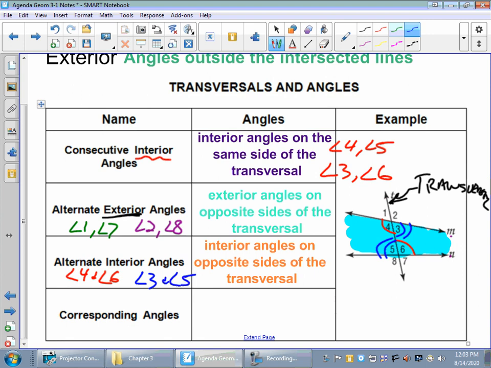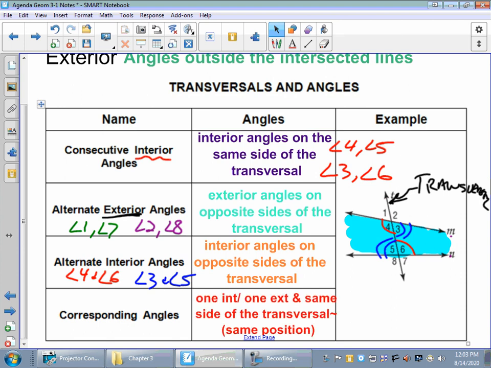Okay? The next one, the last one here, corresponding angles, this is the one that gives some people problems. It's basically one interior and one exterior on the same side of the transversal. And we kind of put in parentheses here, the same position. It looks like they're in the same position. Okay, so I'm going to just kind of erase this again. So you need one exterior and one interior, and they're on the same side of the transversal. And they kind of look like they're the same position.